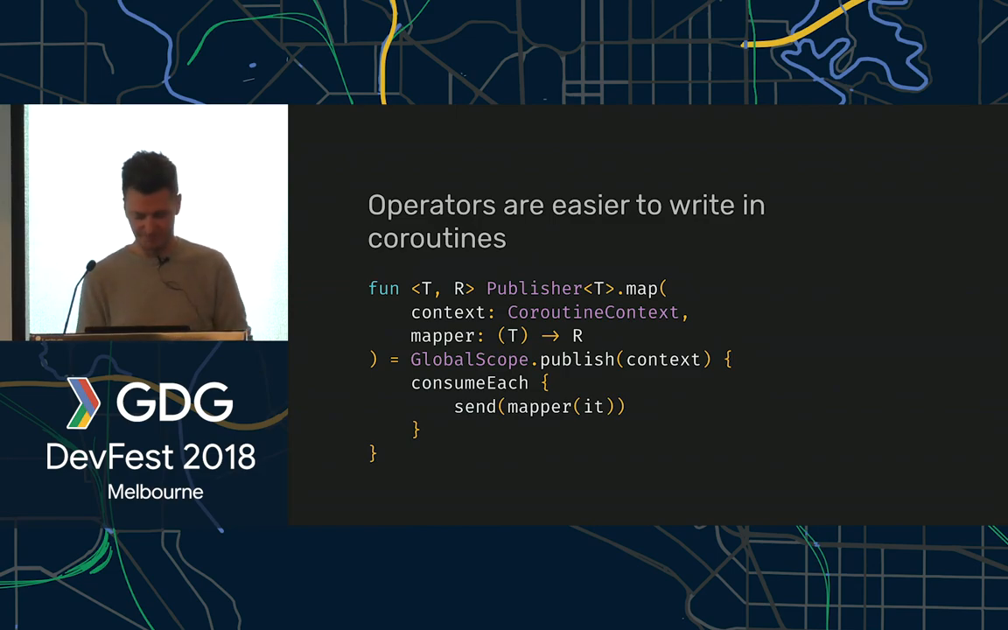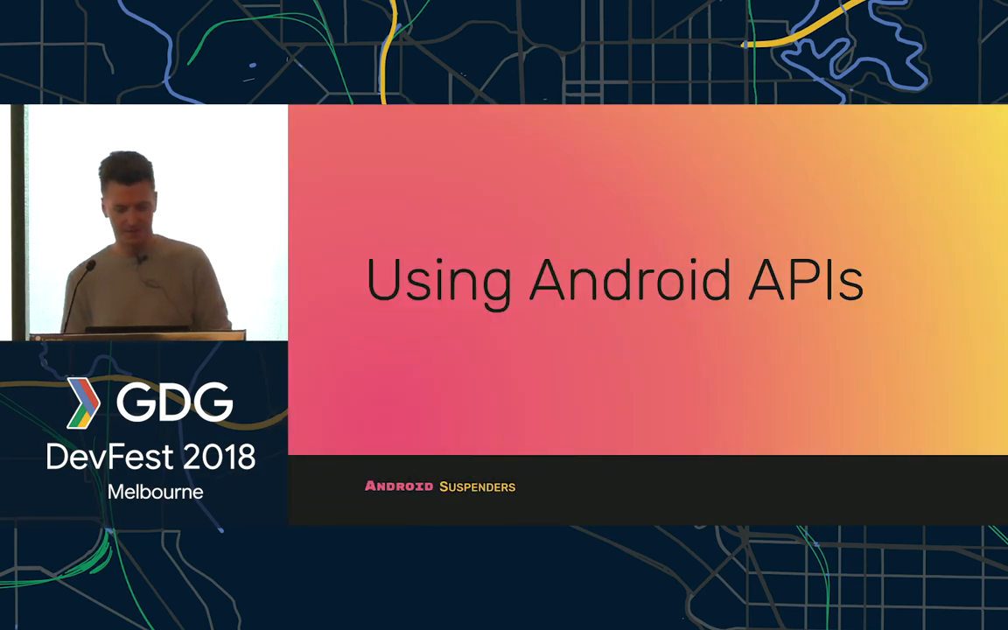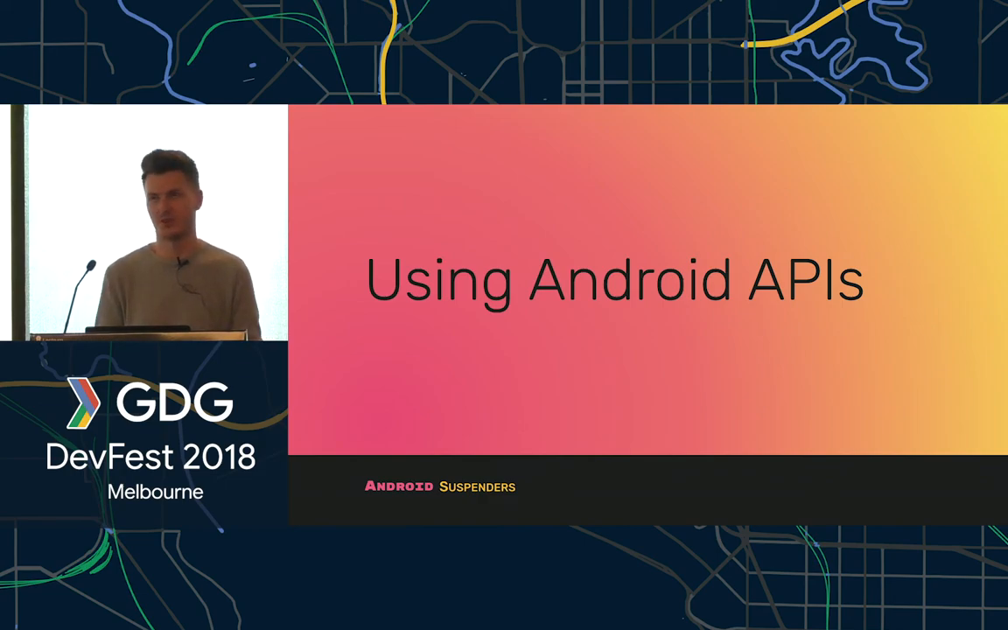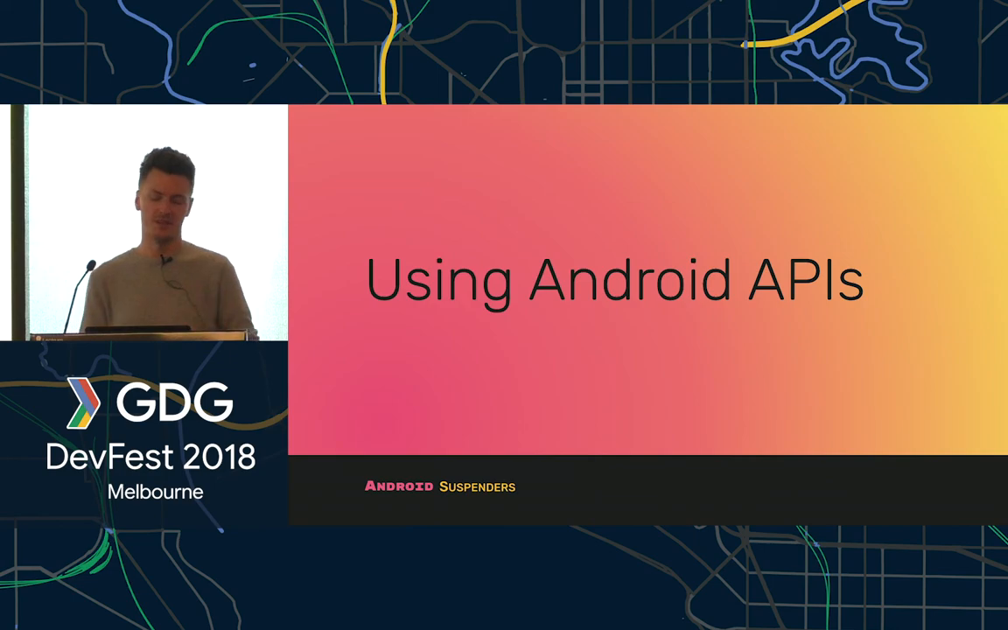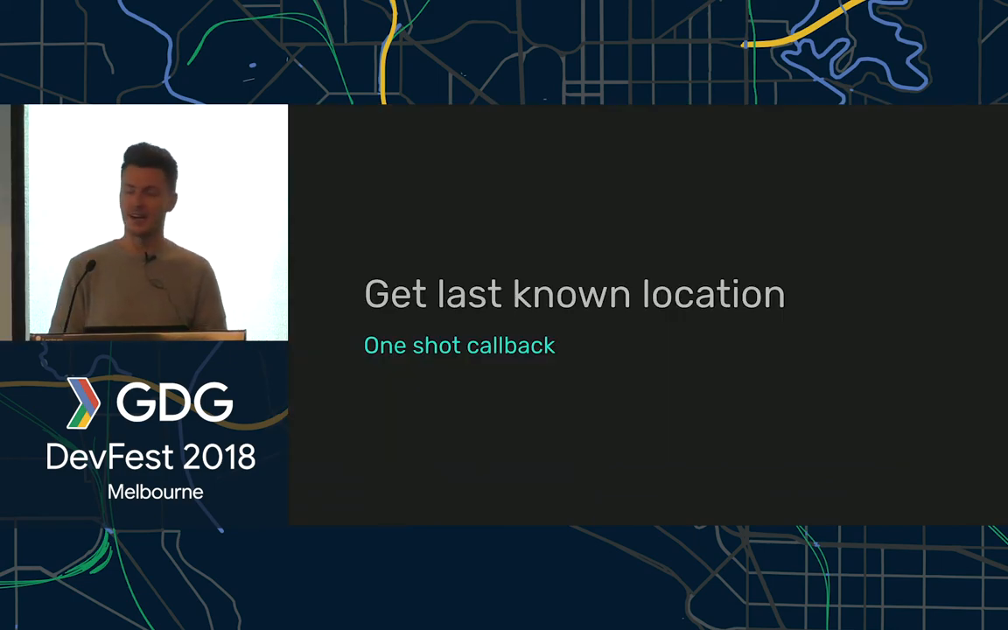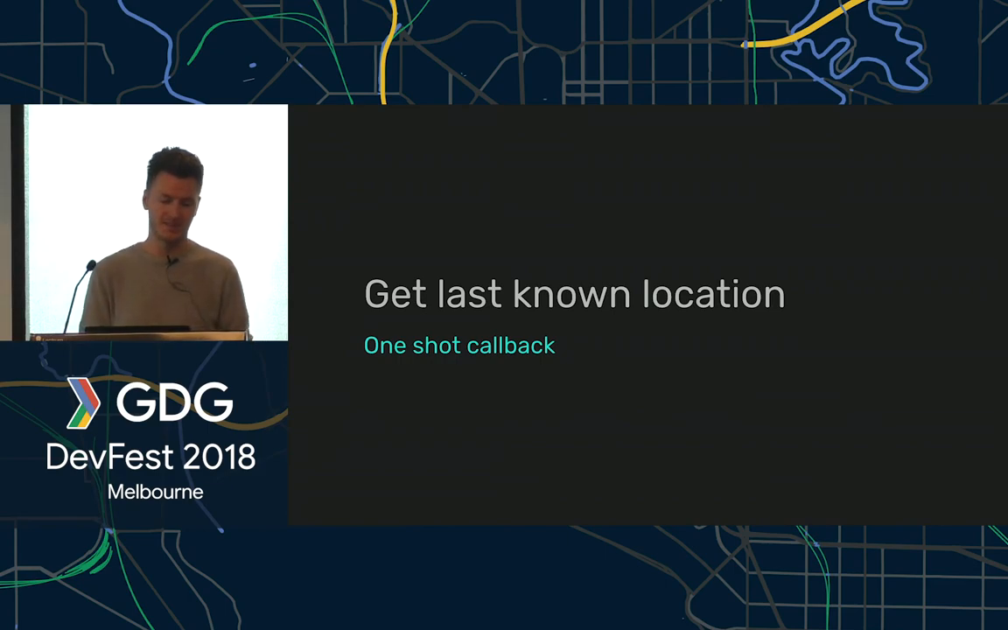So the final bit of this talk is about actually trying to apply these two things, channels and coroutines, to Android APIs and to make your lives easier. The 2 examples I have are all about location. The first is getting the last known location for a device, which is pretty much a one-shot callback.